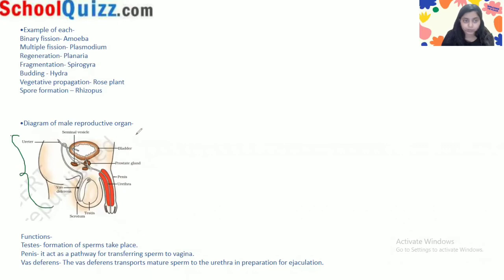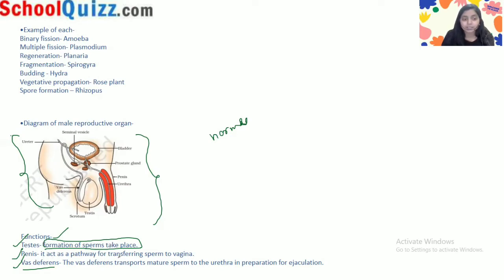So this is the diagram of the male reproductive organ, right? Here, this is the testis, this is the penis, and there is a vas deferens. What is the function of the testis? Formation of sperm takes place here. Why is it outside the body? Because the sperm cannot be formed at normal body temperature. They require a lower temperature than the normal body temperature, right? So the formation of sperms takes place in the testes, right?